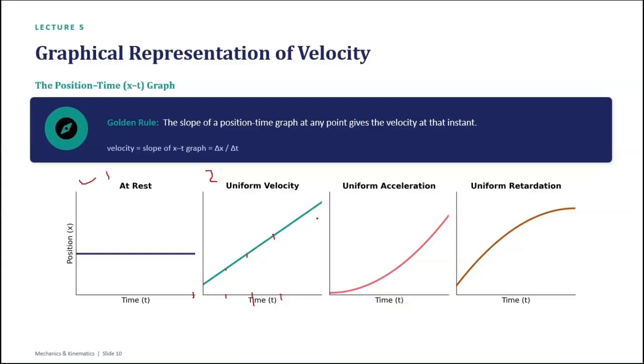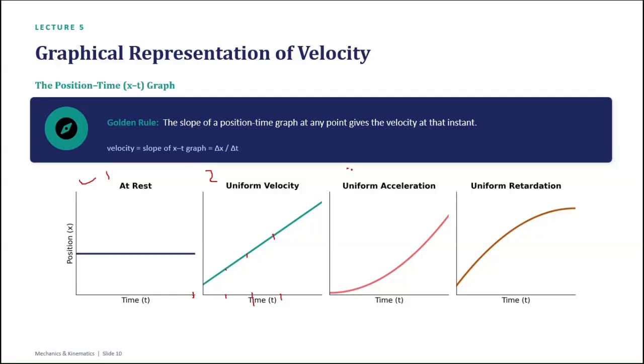The velocity is not changing because in each and every second, it is covering the same amount of distance. We can see it from here. In the first second, it covered a distance of 1 meter. In the second, again 1 meter. And in the third second, 1 meter, and so on. So this is uniform velocity.